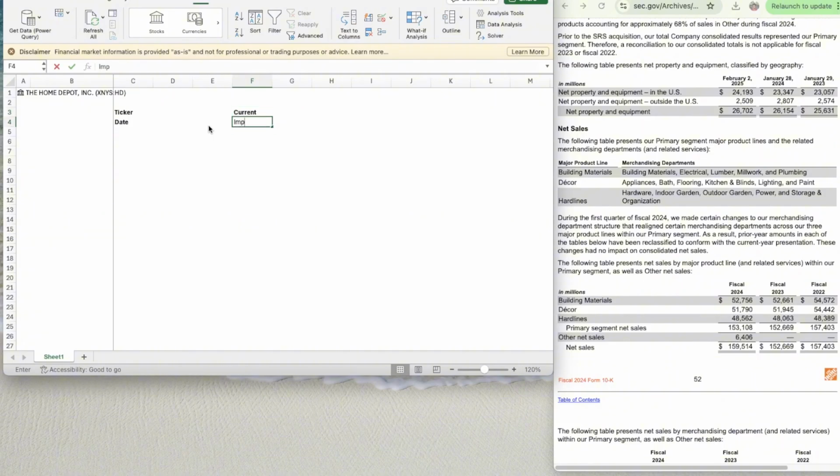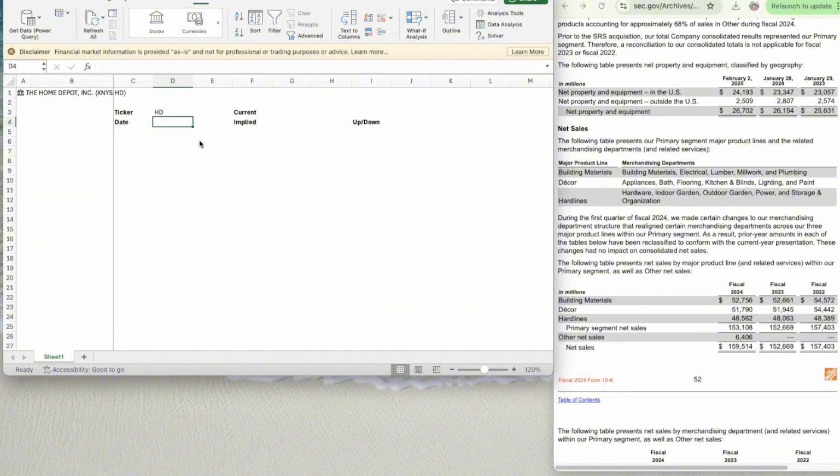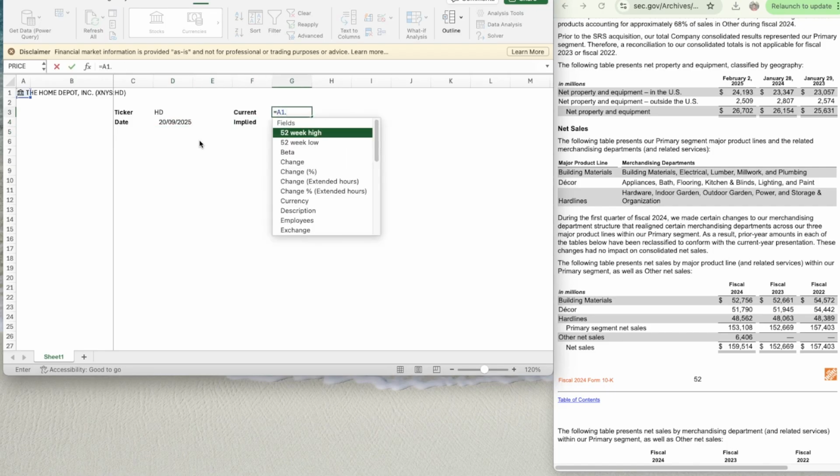We go implied, then up, down, the upside or the downside. Obviously this is stuff we're going to come back to at the very end, but for now we can go equals A1, and we want ticker. HD, today's date is the 20th of September 2025. The current price equals A1 dot, oh sorry, where's it gone? There we go. Price, yeah.